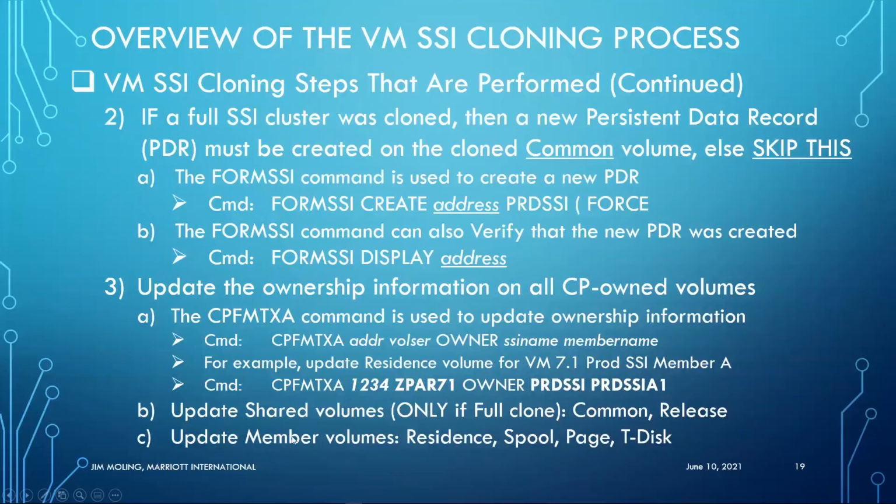Okay, so updating the share volumes for this ownership information is only applicable if you're doing the full SSI cluster clone, right? Which means the common and the release volumes. But for member volumes, they're common no matter what you're cloning, right? So you're always going to have to do the Redis volume, the spool, the page, and the tdisk volumes. Those are all CPU-owned volumes, and they need to have that owner information updated. So the program will figure that out, and it will do that.